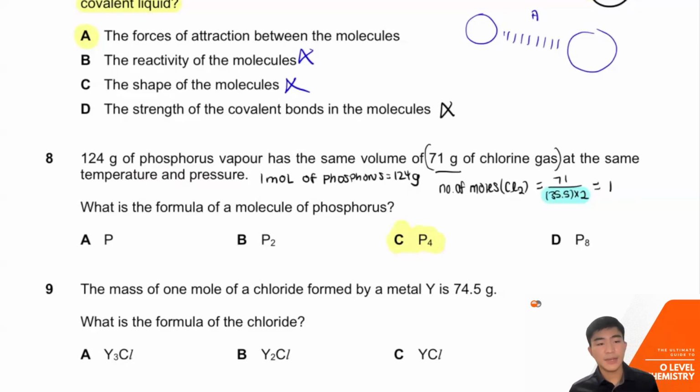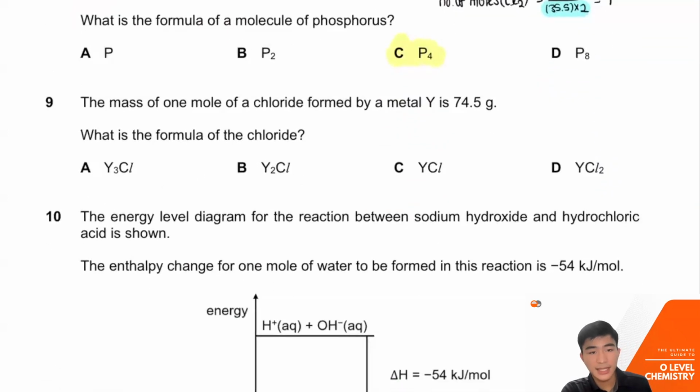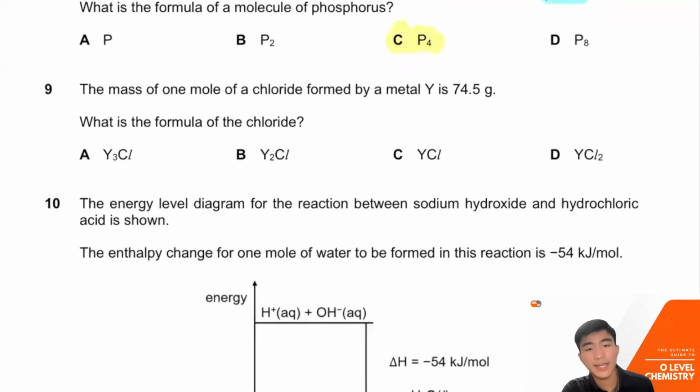Okay, now I hope you are okay with this question. Now let's go on to question number 9. Now, 1 mole of chloride is 74.5 grams. What is the formula of the chloride? Okay, so 1 mole of the chloride is 74.5 grams. So that means, remember how to find MR? Formula for MR? Type to me in the chat. What is the formula for MR?